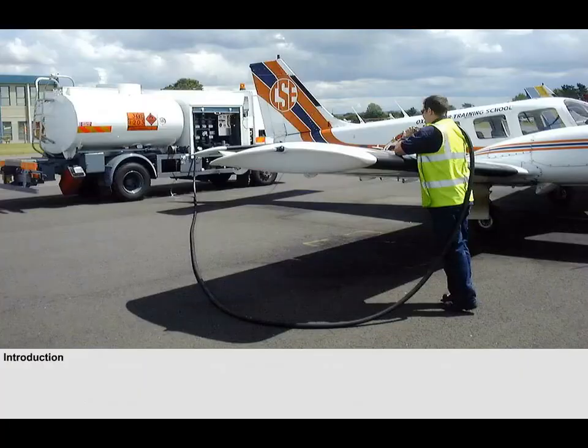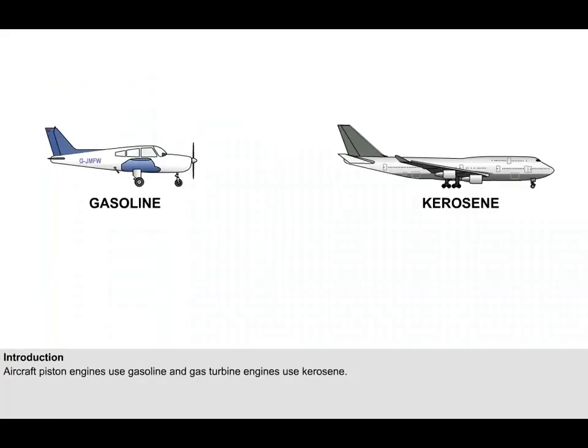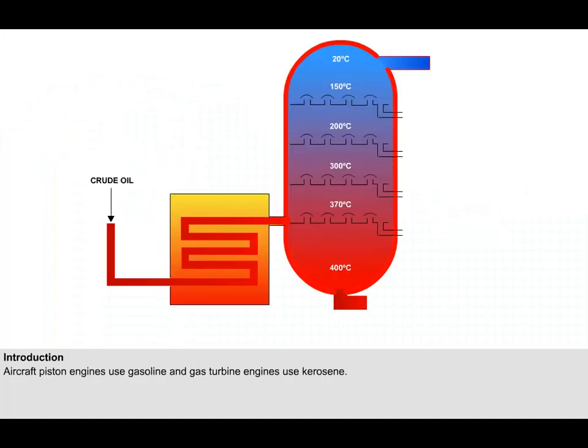In this lesson, we will examine the properties of the fuel used in aircraft piston engines. Aircraft piston engines use gasoline, and gas turbine engines kerosene. Both of these fuels are produced from crude oil. In simple terms, the required oil is extracted from the crude oil by a distillation process.